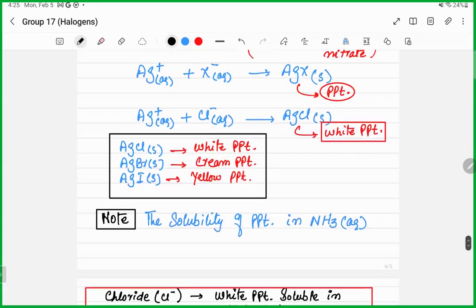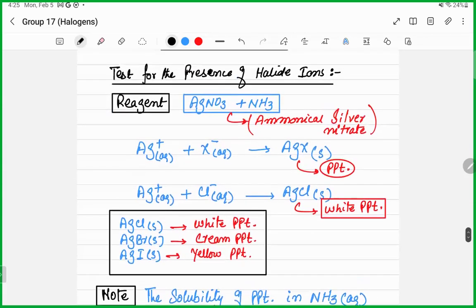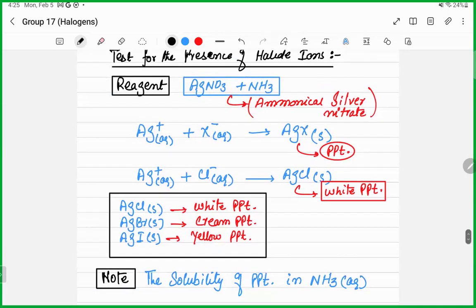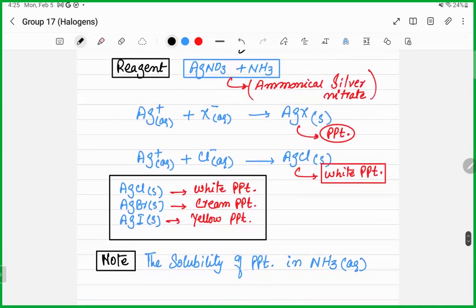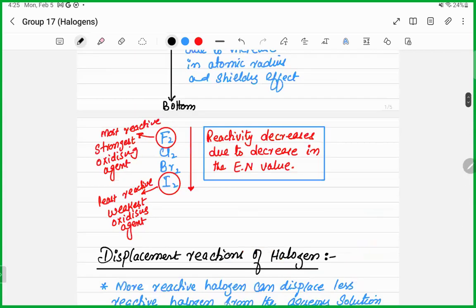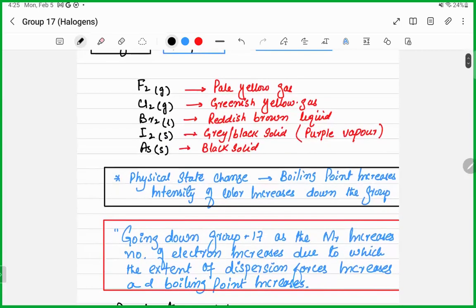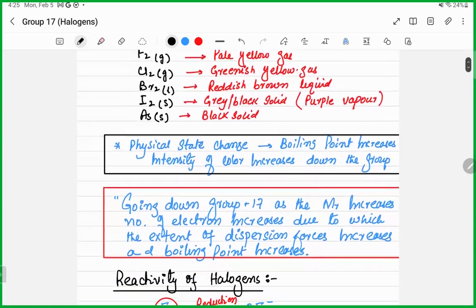So yes, in terms of test for the presence of halide ion, very simple. The reagents used are aqueous nitric acid, aqueous silver nitrate plus ammonia, which is called ammoniacal silver nitrate. The chloride ion gives white precipitate soluble in dilute ammonia. Bromide ion gives cream precipitate partially soluble in concentrated ammonia, and iodide ion gives yellow precipitate insoluble. ठीक है? So this is about the group 17, the general properties of halogen, O-level stuff.